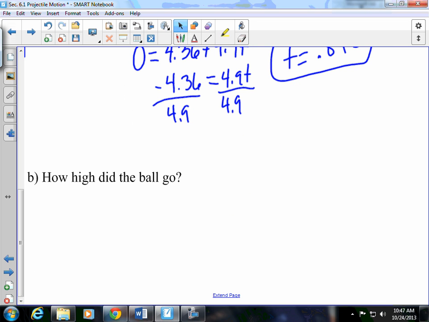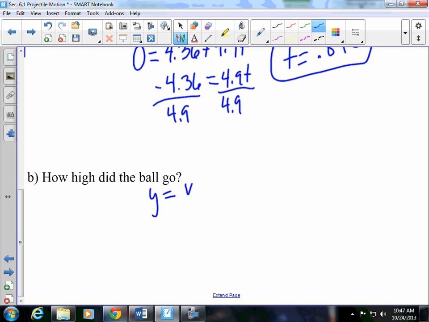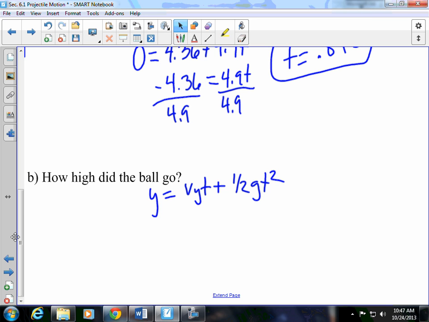The second question, how high did the ball go? So we want to know y. How high, we're talking about y values again. Well, we can solve for y. We have an equation for y. y is equal to Vyt plus 1/2 gt squared. The same equation we just used, except one important thing.